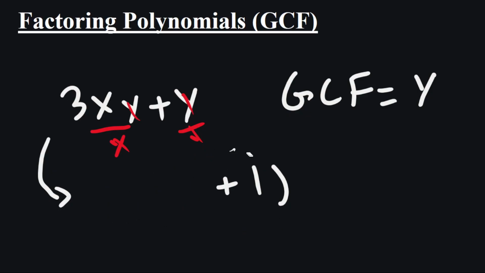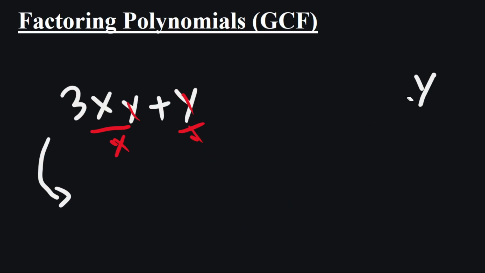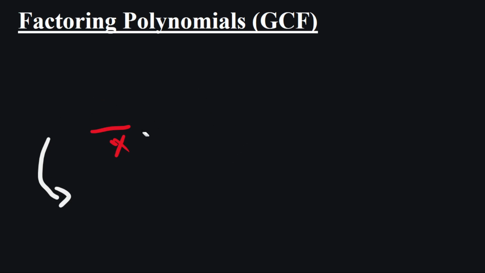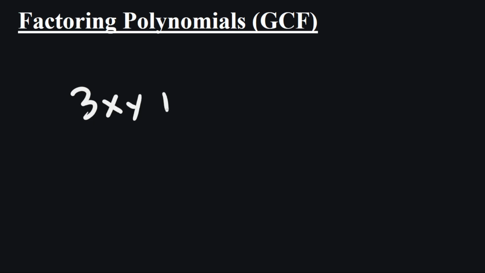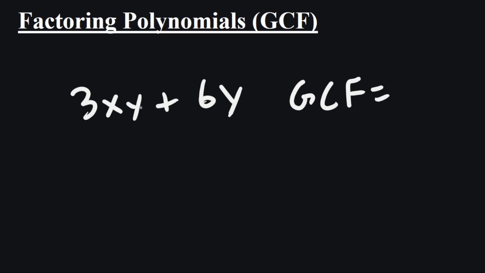But now let's go with an even slightly more complicated problem. Let's say we had 3xy plus 6y. Okay, let's find the greatest common factor here. So look for common variables and numbers. They both share a y, same as before. And they both have a number attached to them. So this one has a 3, and this one has a 6.